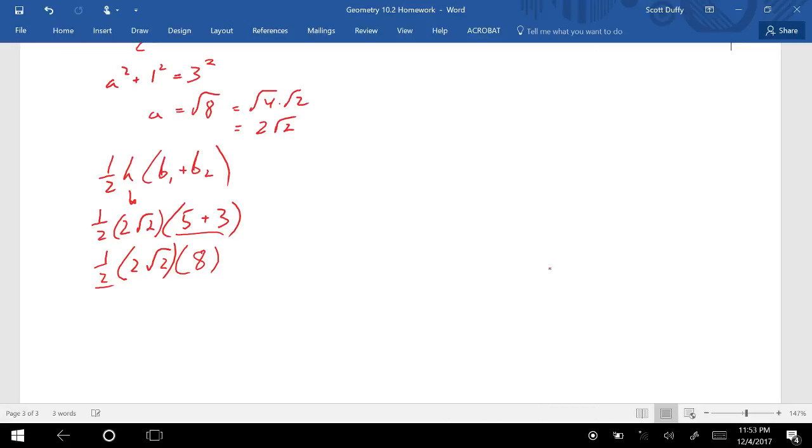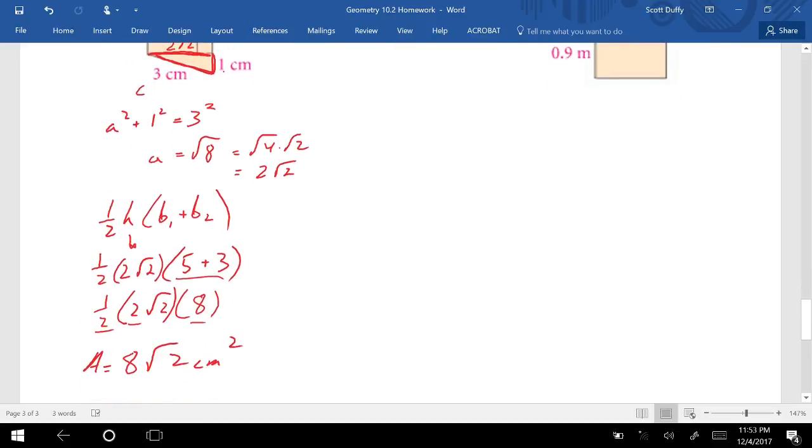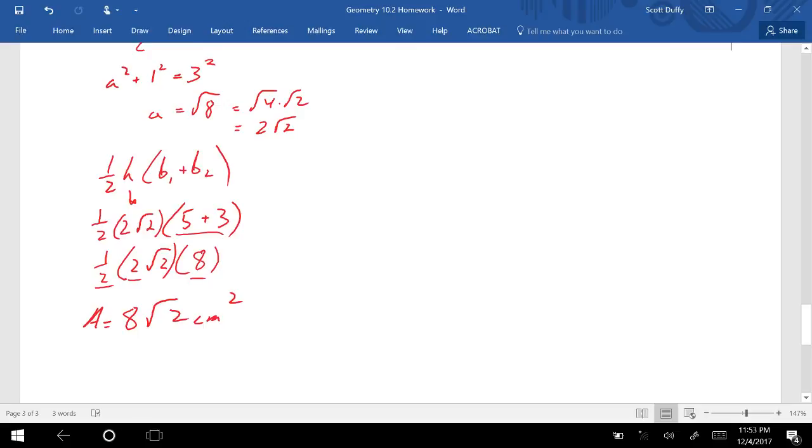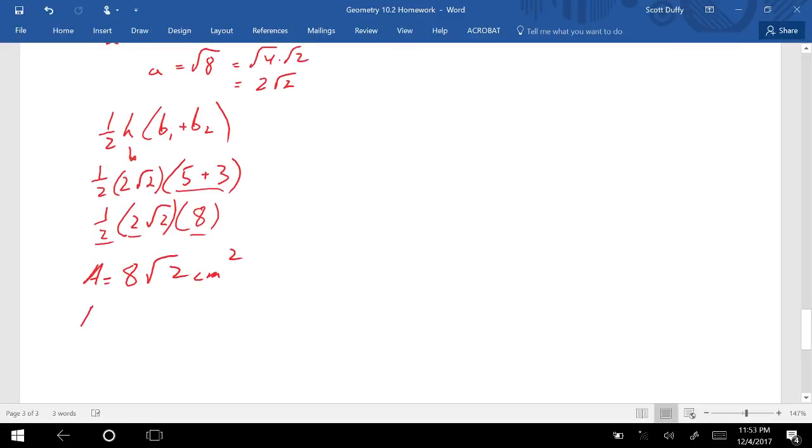And I can multiply 1/2, 2, and 8, and I get 8. And I still have the square root of 2. So that would be my area in square centimeters. If you wanted to simplify that, 8 times the square root of 2 would be 11.3. Either way, same thing.